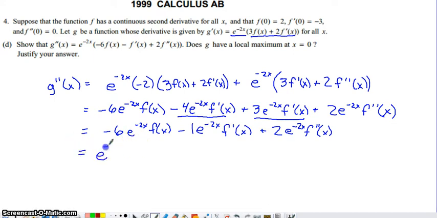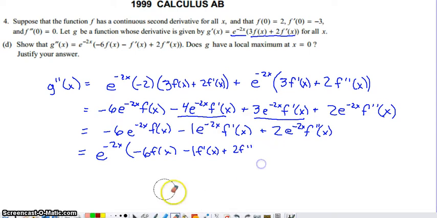So if we factor the exponential out of the three terms that we're looking at from the previous line, we're going to have minus 6 f of x, which is what we were supposed to have for the first term inside the parentheses, and then minus 1 f prime of x, which is what we were supposed to have for the second term inside the parentheses, and then plus 2 f double prime. So factor the GCF out, and you do have the exact form of the second derivative that we were asked to develop. So we've now proven that our second derivative is equal to what they gave us.